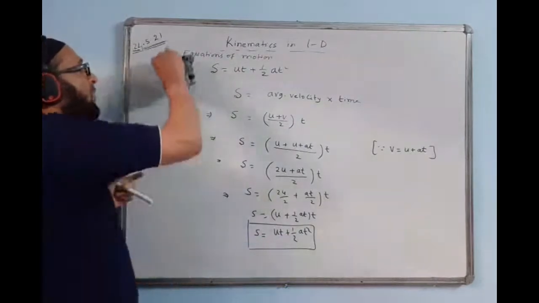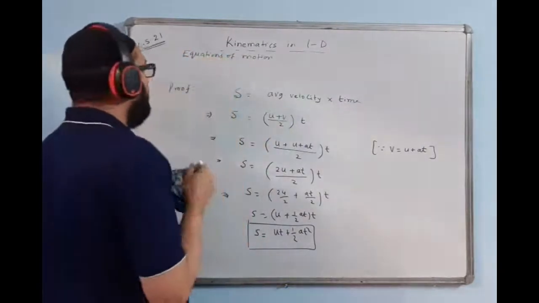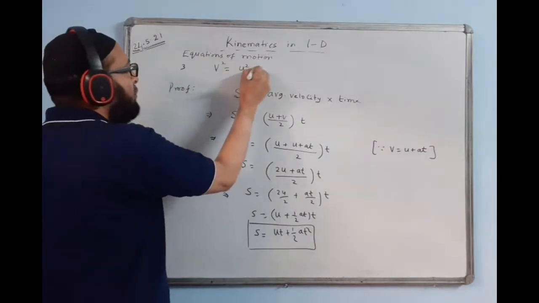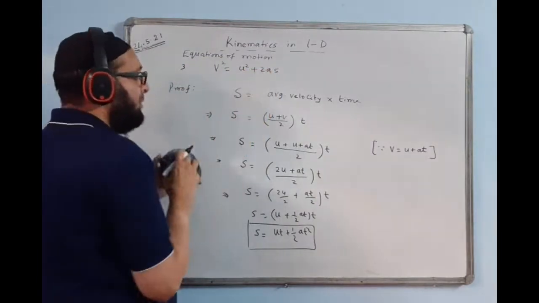Now I'll prove formula number 3. What is that formula? v square is equal to u square plus 2as. Let us prove it.